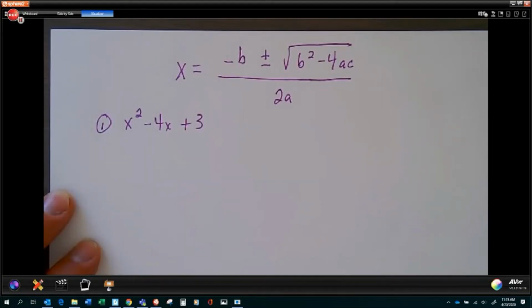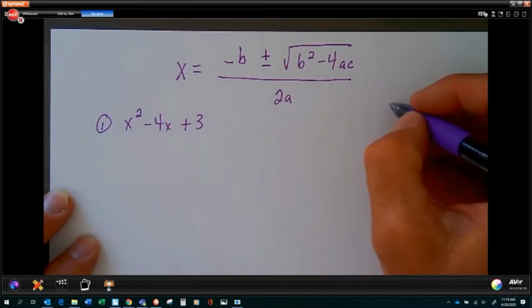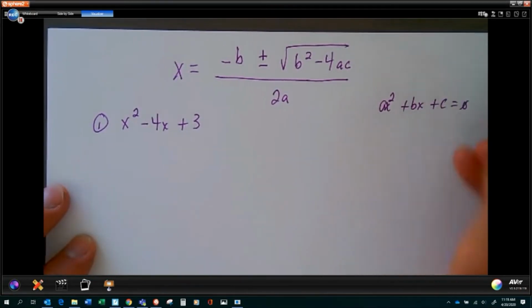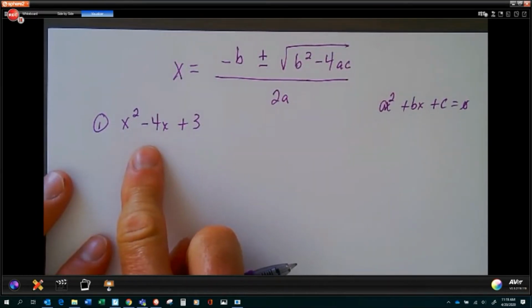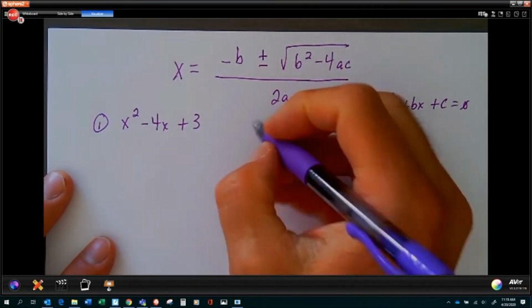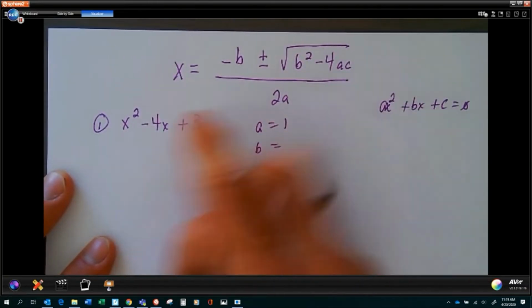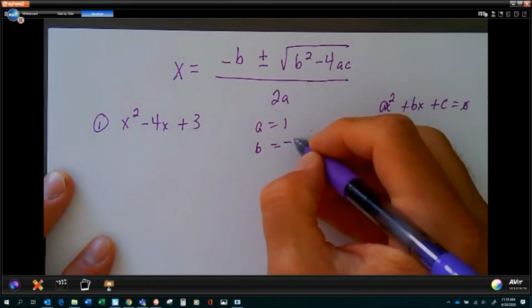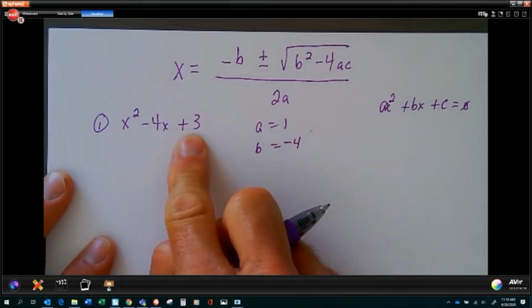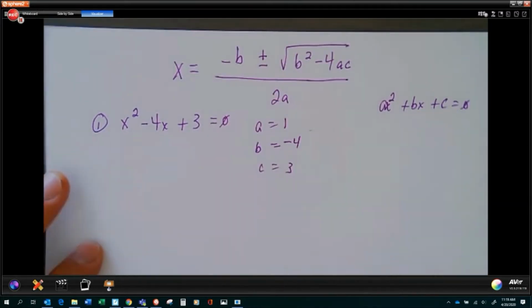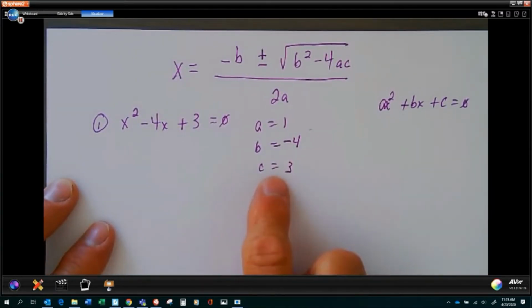Our first example is going to be a simple one here. Remember, in the form ax squared plus bx plus c equals 0, I've got to identify all of my a's, b's, and c's. So again, my a is equal to a positive 1, my b is equal to a negative 4, and my c is equal to a positive 3. We set the equation equal to 0 if it's not already, and then we just plug these into the formula.